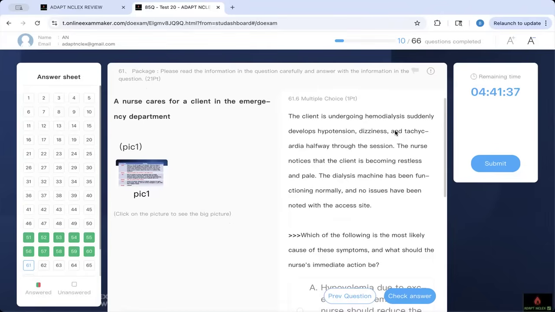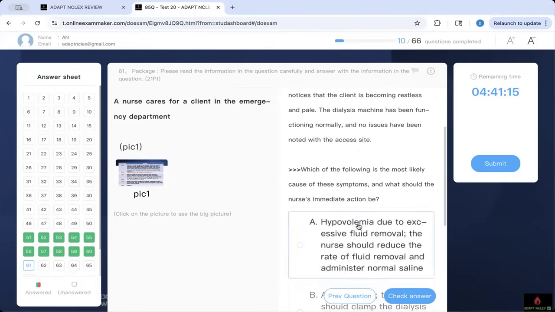The client is undergoing dialysis. Suddenly, what happened? He became hypotensive, he felt dizzy, tachycardia halfway through this session. The nurse noticed that the client is becoming restless and pale. The dialysis machine has been functioning normally, and no issues have been noted with the access site. These are signs and symptoms when you're getting dialysis for the first time.